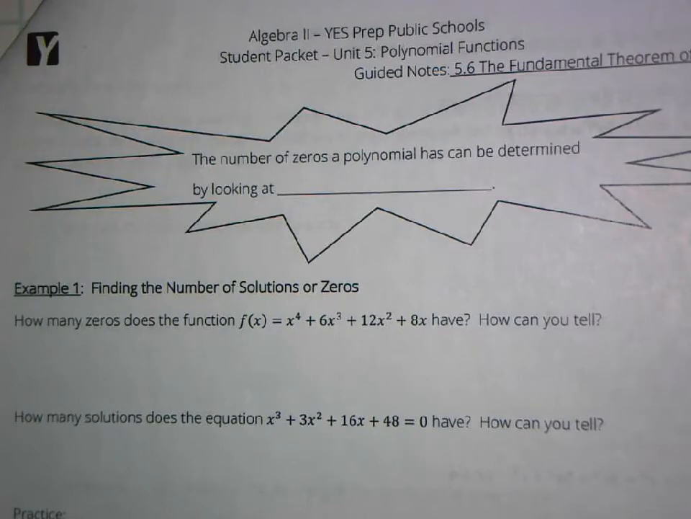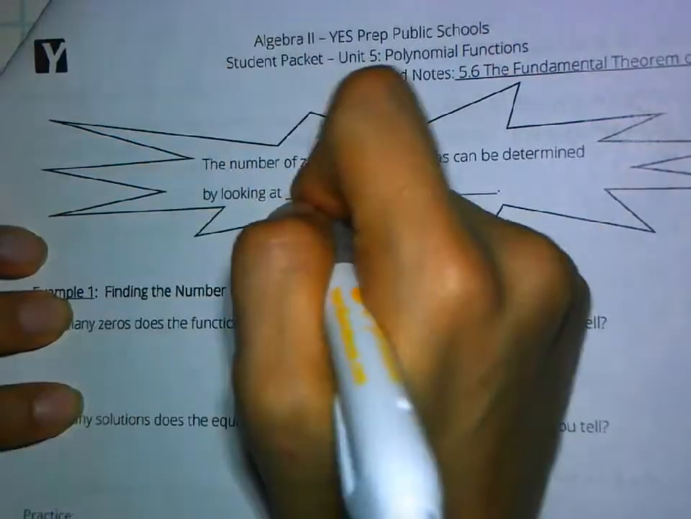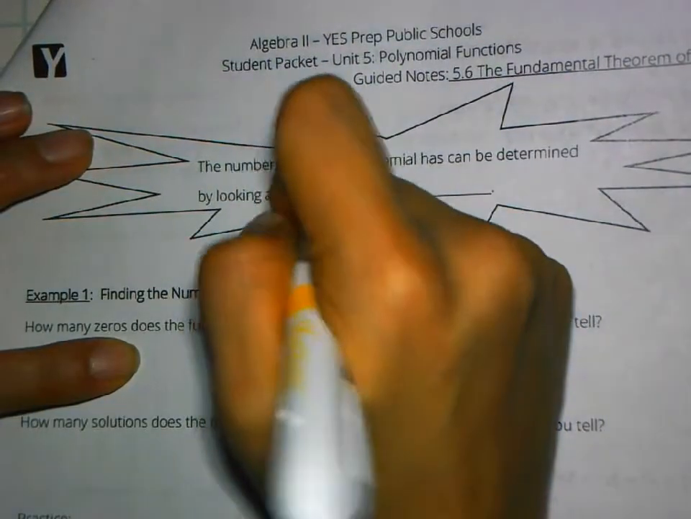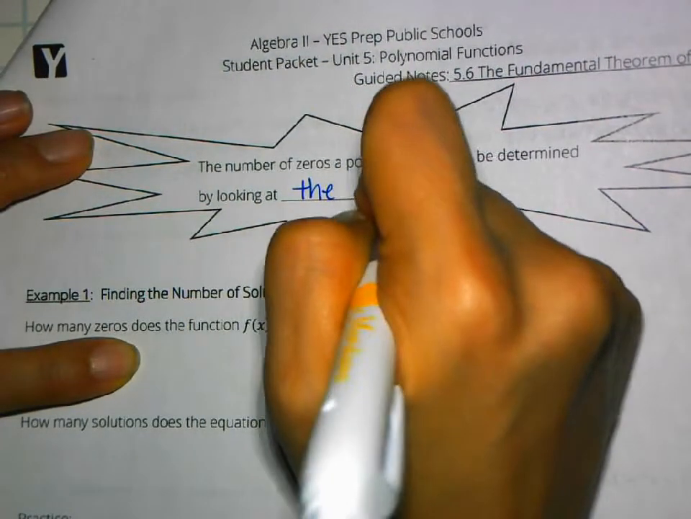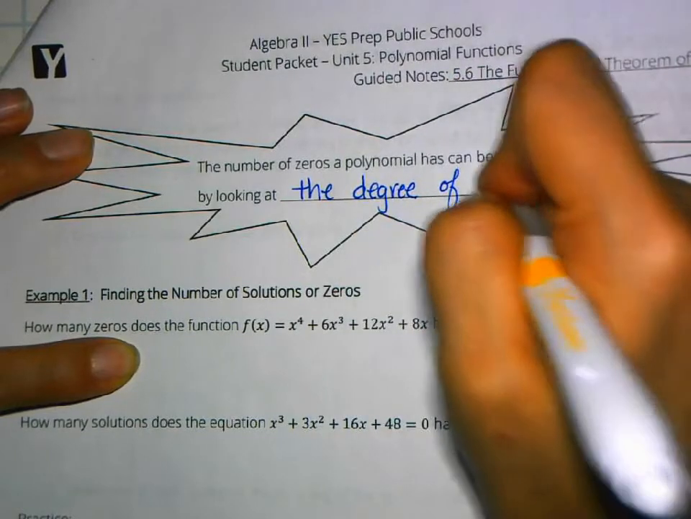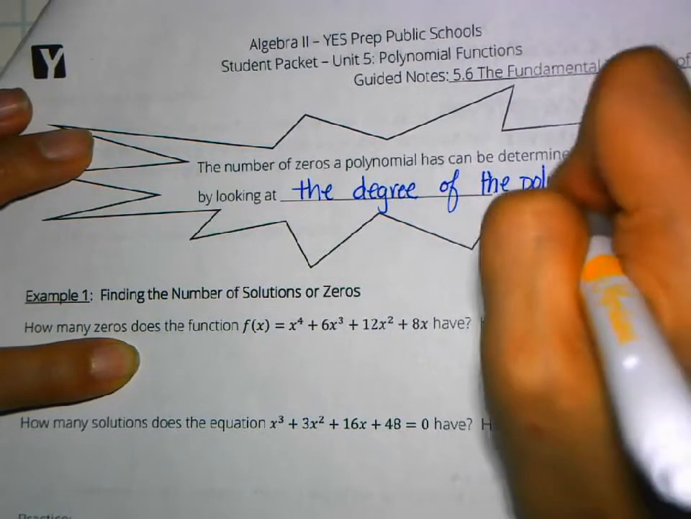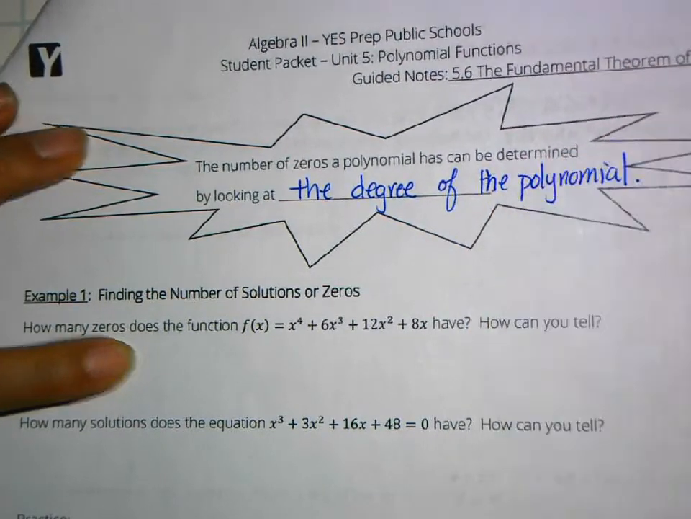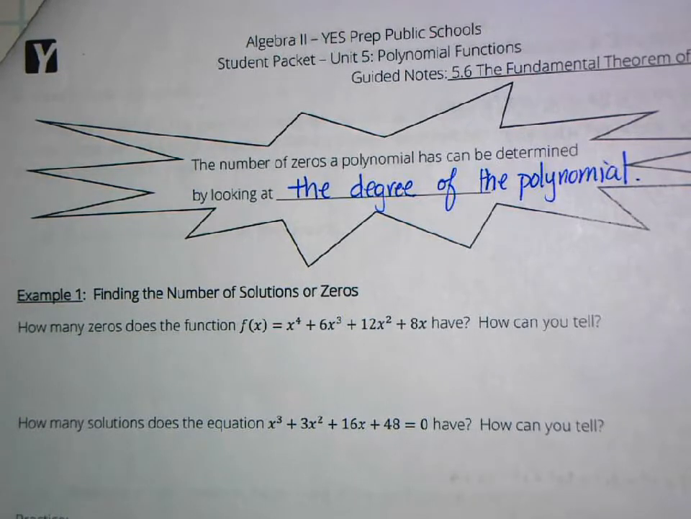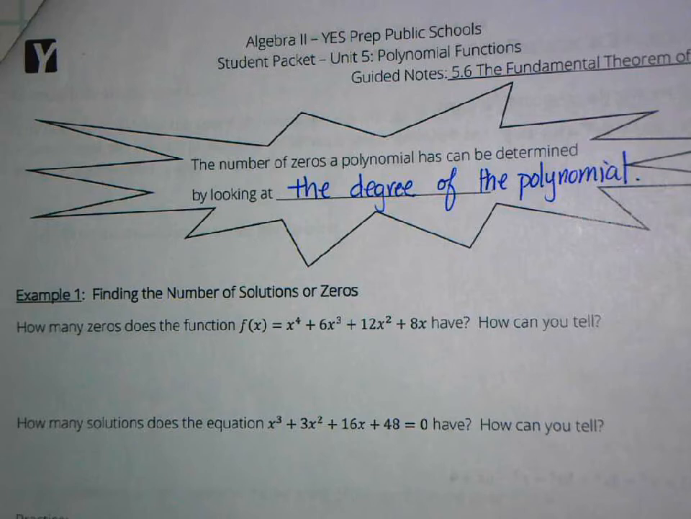Okay, guys, there's actually a way for you to know if you found all your zeros or not. This is called the fundamental theorem of algebra. Basically, what it says is the number of zeros a polynomial has can be determined by looking at the degree of the polynomial. So that means that you look at the biggest exponent, and that's going to tell you how many zeros this polynomial has.